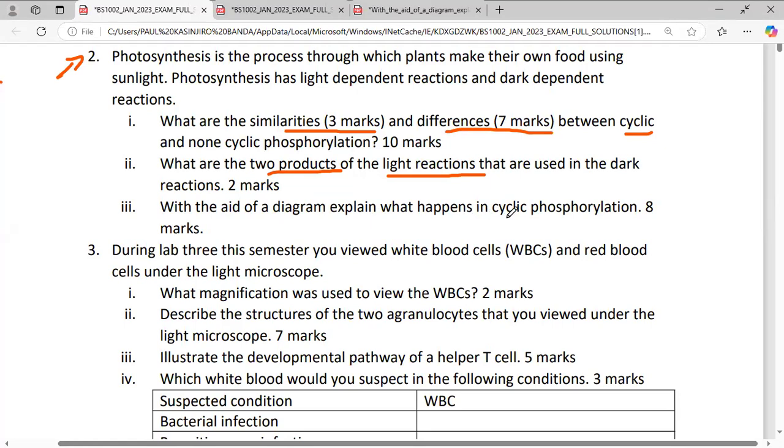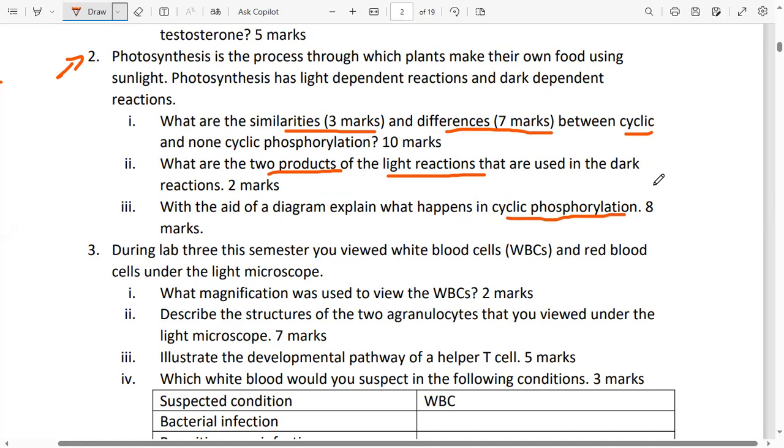Then number 3 here, they're saying, with the aid of a diagram, explain what happens in the cyclic phosphorylation. You can see 8 marks, so it means you have to draw a diagram, and then you have to explain that diagram.